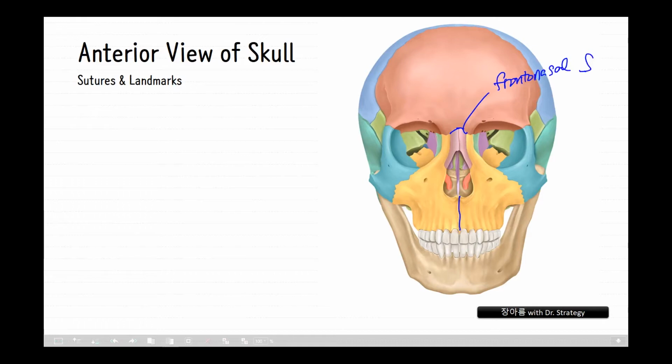And the frontal maxillary suture is continued like this. Frontal maxillary suture, and the internasal suture is here.